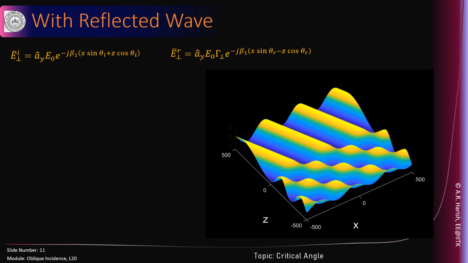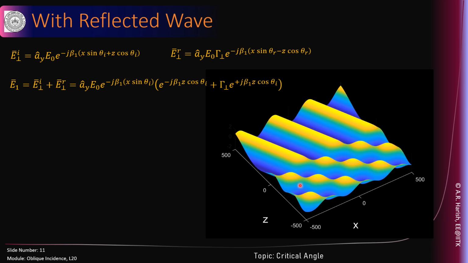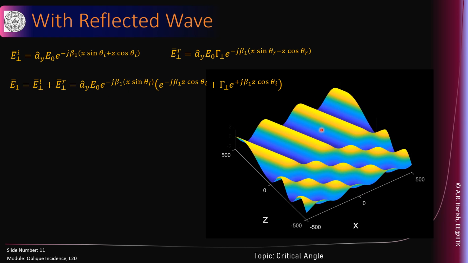Right. So once we have an incident wave and a reflected wave, you can see that the boundary is matched here nicely, there is a field continuity. And the total electric field in this region consists of a traveling wave in the x direction and a standing wave in the z direction. How did I get E1? It is the sum of E perpendicular I plus E perpendicular R. If I look at the movie, you can see that the wave is propagating in this direction. This is the x direction, which is a propagating wave with a velocity beta 1 sine theta I, and in the z direction, it is a standing wave.